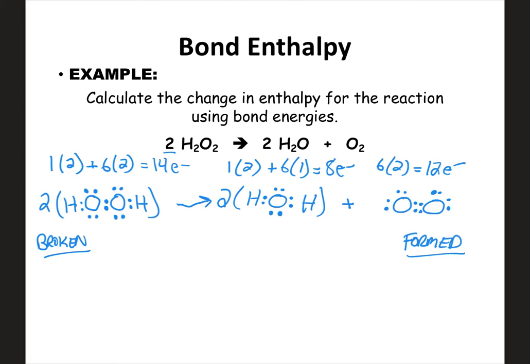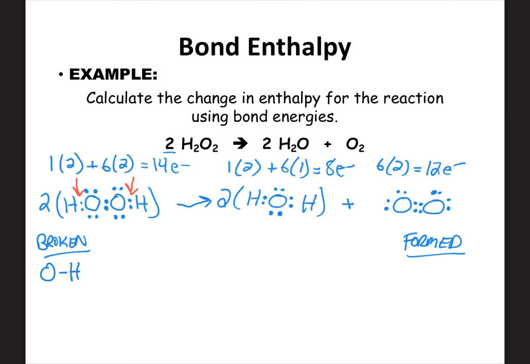So the first thing I notice is here, there's a bond between the hydrogen and the oxygen right here, okay? It's an OH single bond. So that's going to be the first bond that I break. However, if you pay close attention, there's an OH single bond right here, and then there's another OH single bond right there. So there's actually two OH single bonds in each hydrogen peroxide that need to be broken.